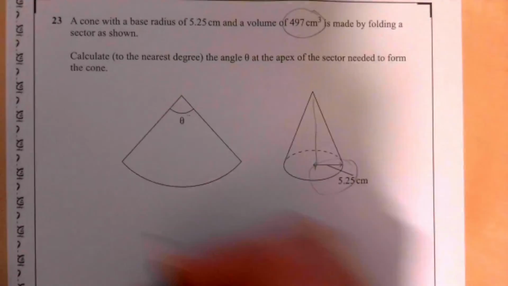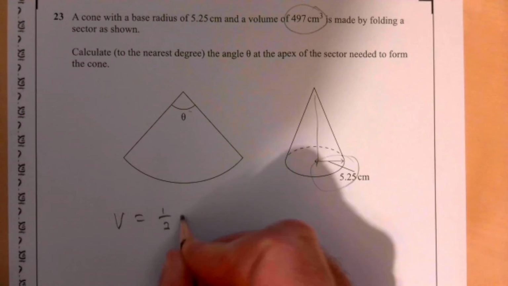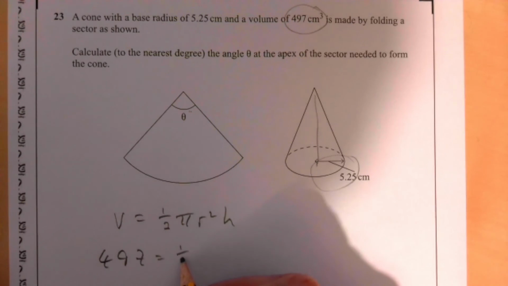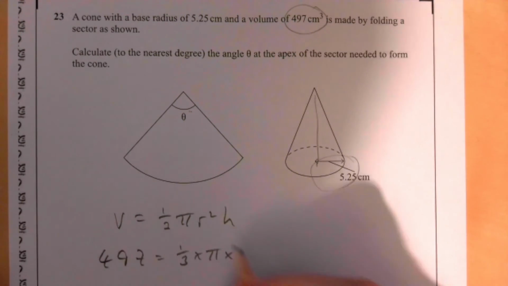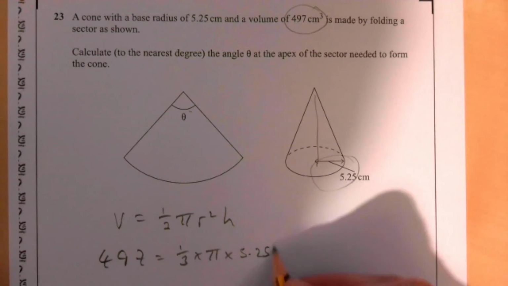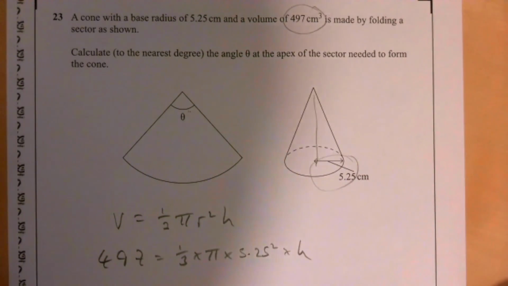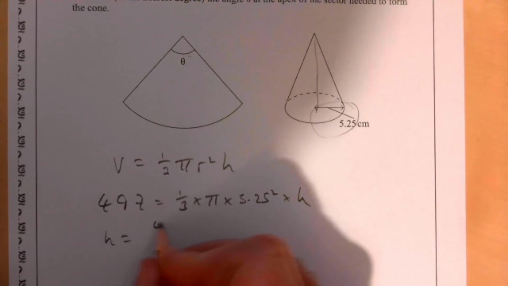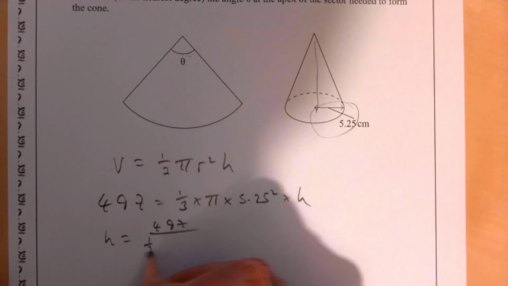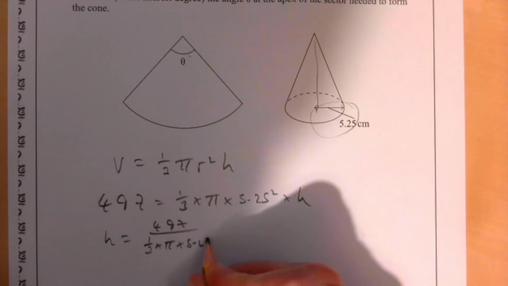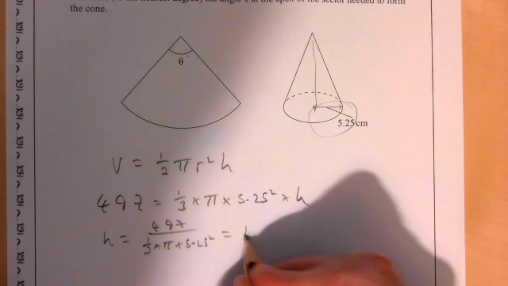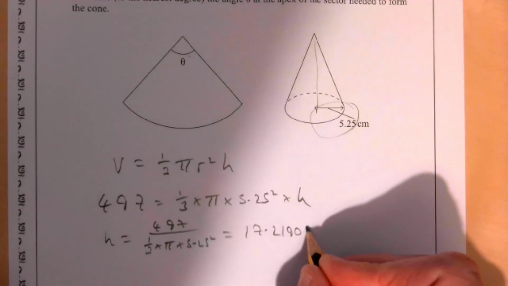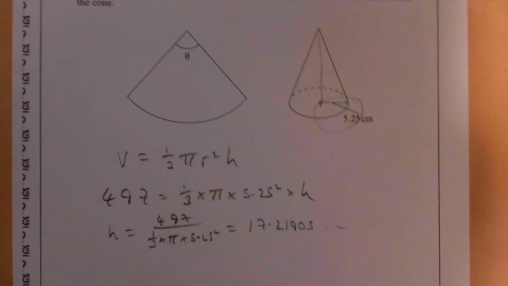So our volume of a cone is 1/3 pi r squared h, so that means 497 equals 1/3 times pi times 5.25 squared times by h. That means by h I'm going to divide by all this. H is 497 over 1/3 times pi times 5.25 squared. Put that in the calculator and rearrange, you get 17.21 and it then kind of goes 905-ish or something in and around there.